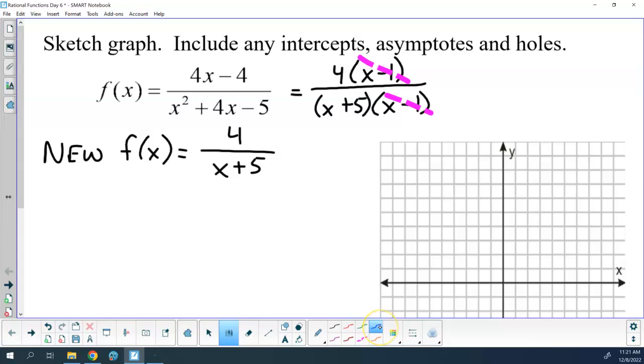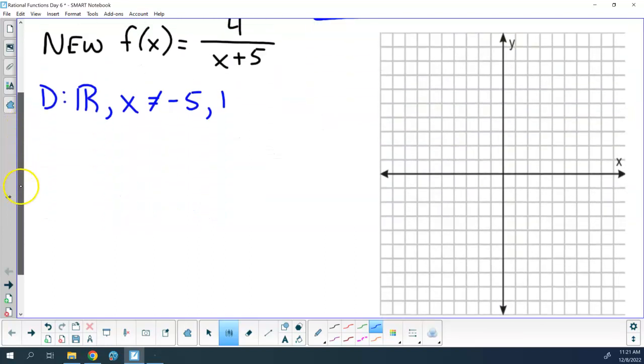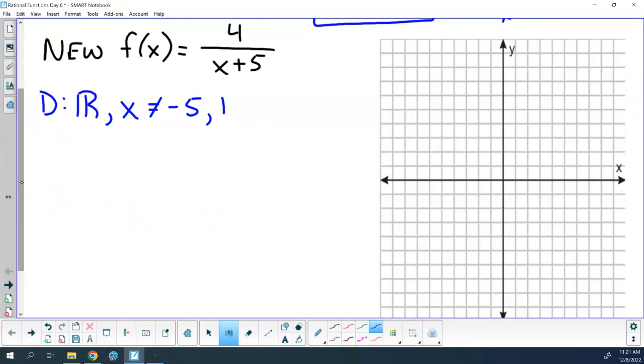I go back to my original one for my domain. All real numbers, but x cannot be, and so I look back at my factored form, x plus 5 equals 0, so x is -5. So x cannot be -5. x minus 1 equals 0, x equals 1. x cannot be +1. After that, I am only looking at my new function from here on out.